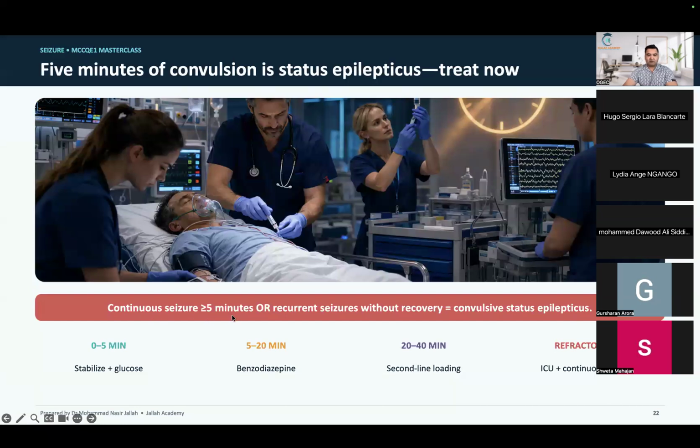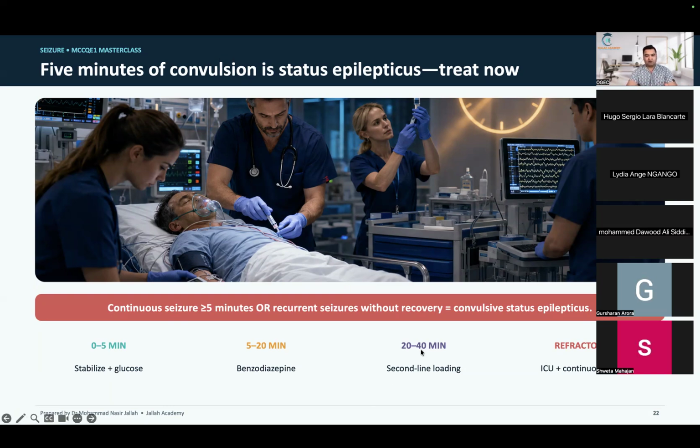Continuous seizure of 5 or more minutes, or recurrent seizure without recovery, convulsive, is status epilepticus. For the first 0 to 5 minutes, stabilize plus glucose. If it is 5 to 20 minutes, then I will start giving the patient benzodiazepine, right? So let's say the patient is seizing 0 to 5. What do we do? Stabilize the patient and check for the glucose. Now you see that the patient is still seizing and it is 6 minutes. So between 5 to 20 minutes, I start benzodiazepine.